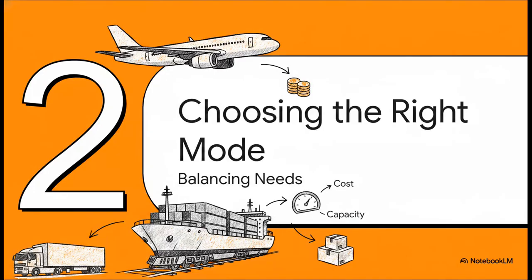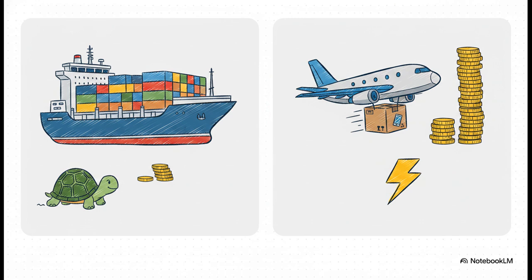Now for the fun part, balancing speed, cost, and capacity to choose the right mode of transport. In logistics, you're constantly weighing up extremes. Take water and air transport, for example. Water transport handles a massive 90% of international trade. Why? Well, because it offers the absolute lowest per unit cost and has incredible capacity. But there's a catch. It's very slow and requires transshipment.